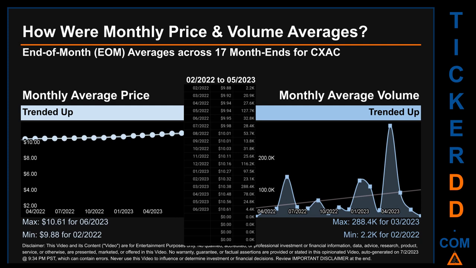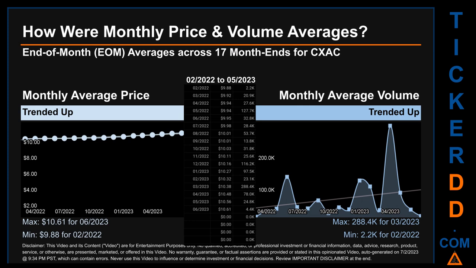How were price and volume averages for CXAC? Across 305 trading days, there were a total of 17 month ends, of which monthly averages for daily price and volume were calculated. Overall, monthly price average trended up while monthly volume average trended up. The maximum end-of-month average price was $10.61 for 06/2023 while the minimum was $9.88 for 02/2022.